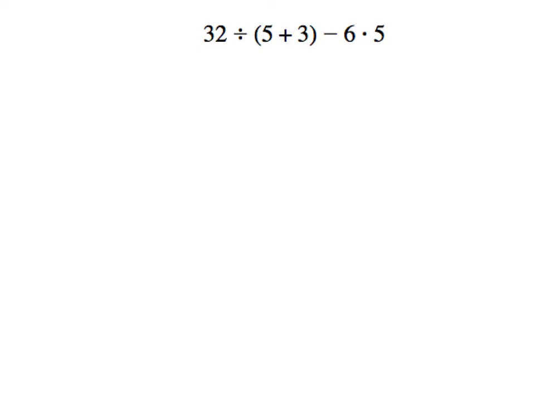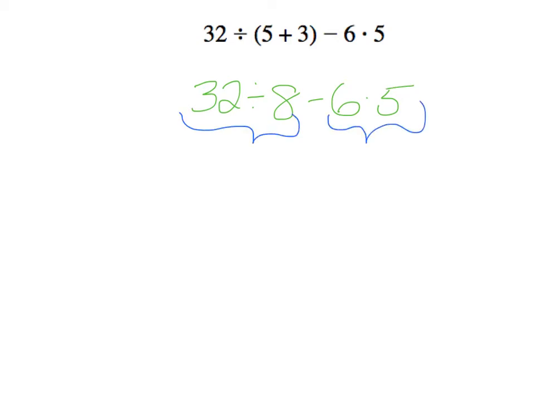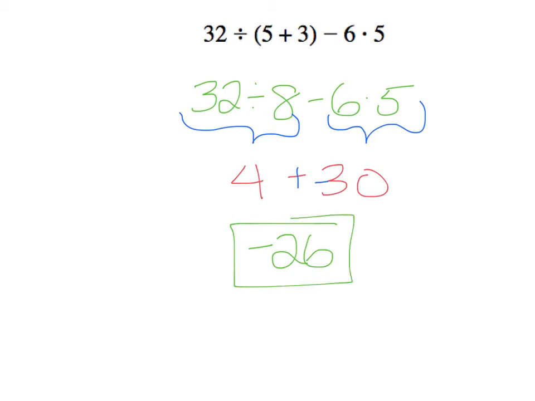For the next one, first thing we want to do is look at our parentheses. So I'm going to do 32 divided by 5 plus 3 is 8, minus 6 times 5. We've got some division and some multiplying. So this would be 4 minus 30, which we can rewrite as 4 plus a negative 30. So you want to think of this as you have $4, you owe 30. So you pay what you owe, and you still will owe 26. Since you owe it, it is negative.